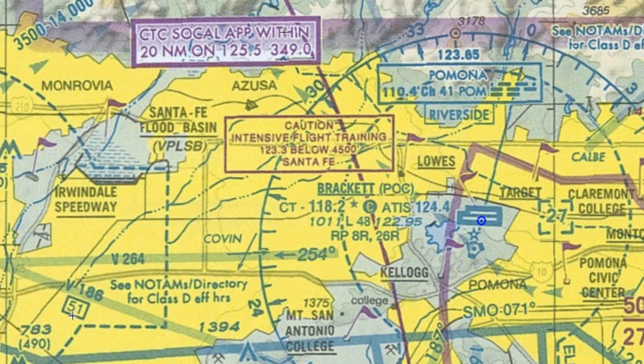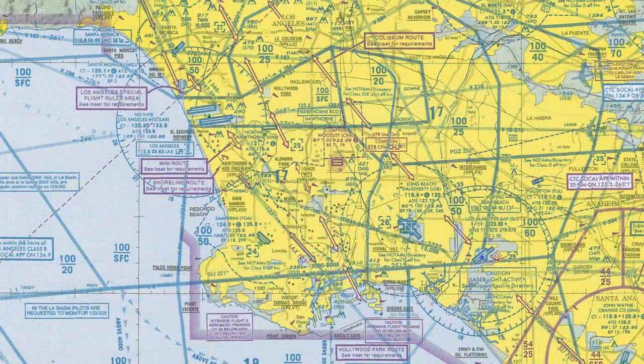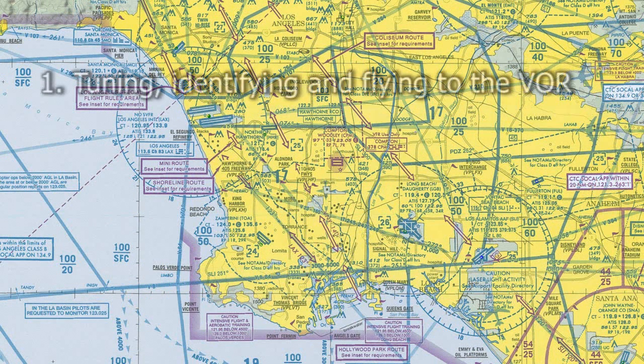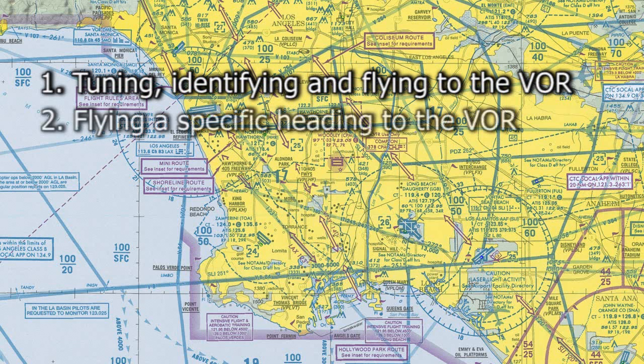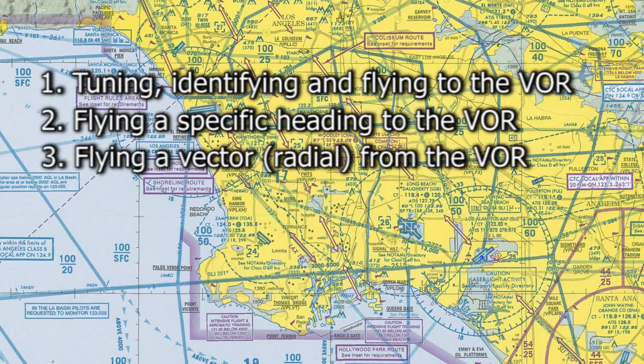I've thought about what the best way is to explain this lesson, and I've broken it down into 4 lessons. The first one will be tuning, identifying, and flying to the VOR. The second is going to be flying a specific heading to a VOR. The third is going to be flying a vector from the VOR. And the final VOR lesson will be VOR triangulation, which is also my very favorite thing about flight.